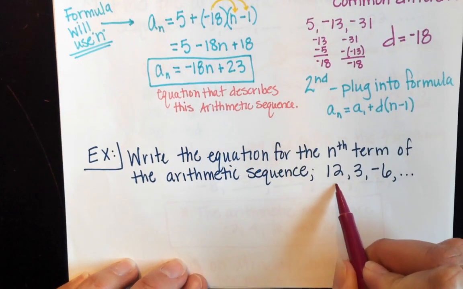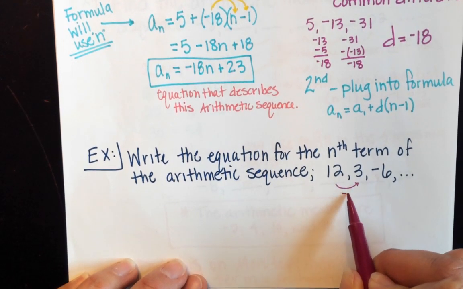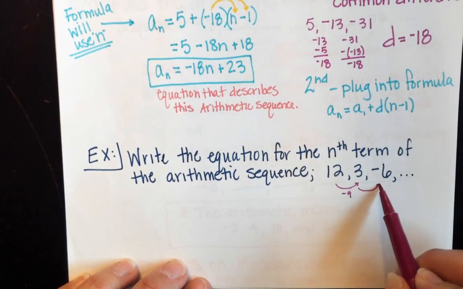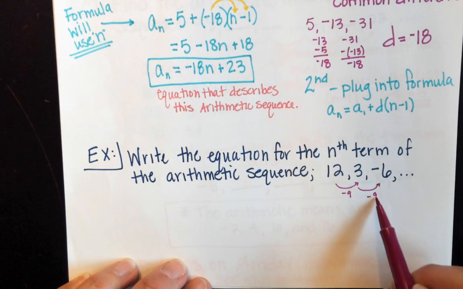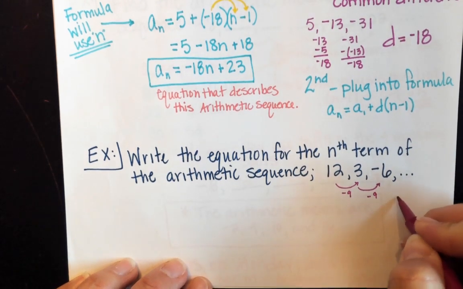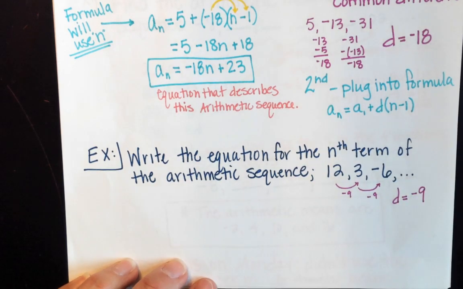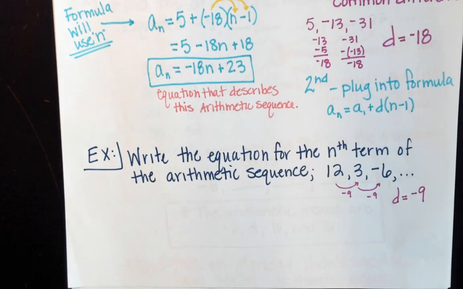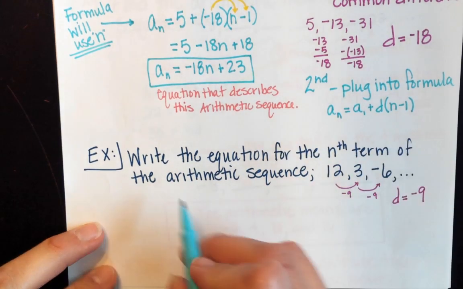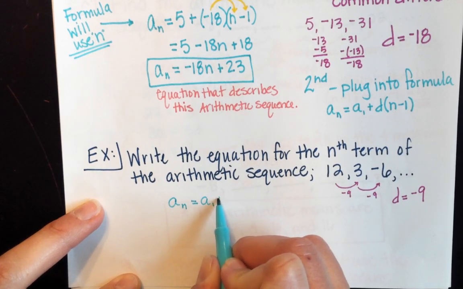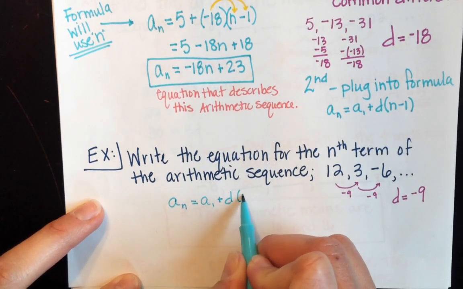We can see from 12 to 3, we added a -9. And from 3 to -6, we added a -9. So right away, we know our common difference is -9. So we're going to plug all of that into our formula. That's the next step. a sub n equals a sub 1 plus d times n minus 1.